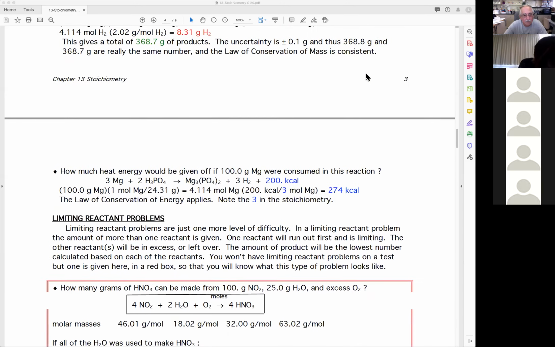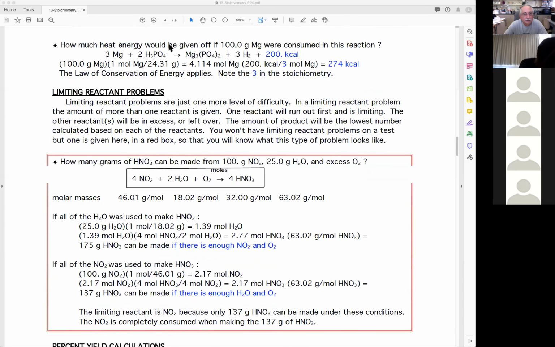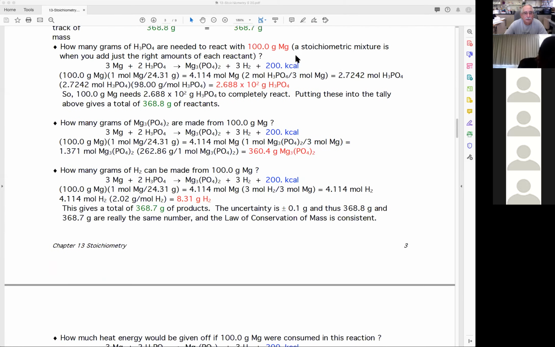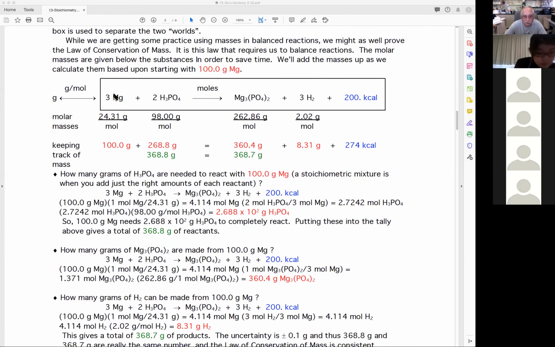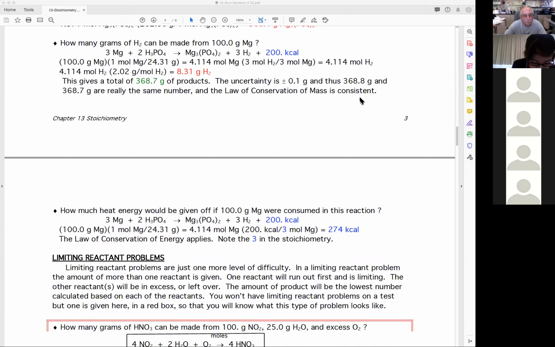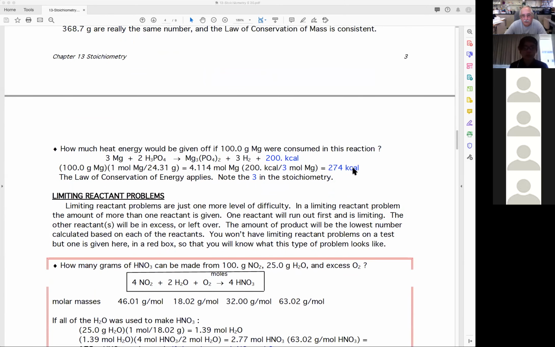So we can do a problem. How much energy would be given off if 100 grams of magnesium were consumed? So I would do the problem like this. 100 grams of magnesium into moles of magnesium, from moles of magnesium into kilocalories. That's how I got to 274.